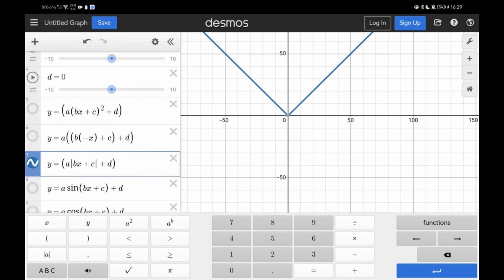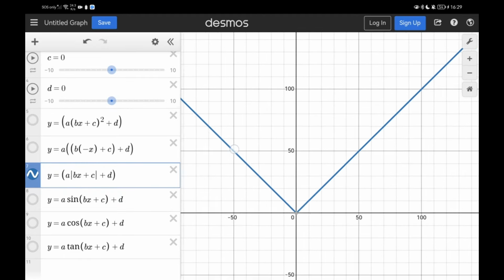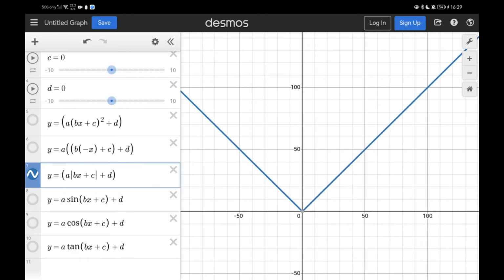If I only negate the x, so I put the coefficient of x as negative, it doesn't change. Why? Because this gradient and this gradient are the same and identical. Generally, quadratic functions and absolute value functions do not have the reflection in the y-axis because the pattern of the graph on their left hand side and right hand side are identical.